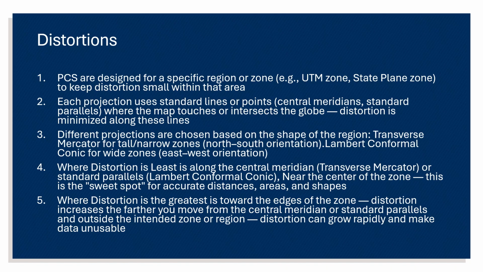Now, we need to remember that PCSs are designed for certain regions. And as long as you're within the region that it's designed for, the distortions are small and minuscule, and for most applications, irrelevant. But each projection uses standard lines or points, things like central meridians or standard parallels. These things in that developable surface model, they touch the sort of surface of the globe when you're doing the projection, if you will. And along these features, the distortion is minimized greatly. In fact, you could almost go as far as to say that along your central meridian and your standard parallels, there's no error to speak of at all.